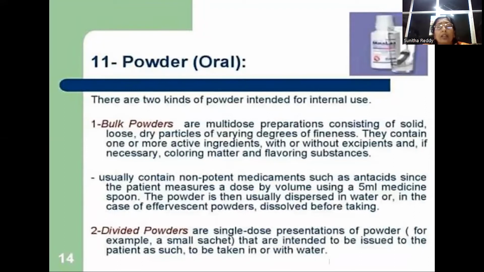Powder. Other solid dosage forms are powders. These are bulk powders or divided powders. Bulk powders are multi-dose preparations consisting of solid and loose dry particles of varying degrees of fineness. They contain one or more active ingredients, with or without any excipient. If necessary, coloring material or flavoring substances are added to the bulk powder. Usually they are non-potent medicaments. Okay? And sometimes these powders are dissolved in one glass of water before taking.